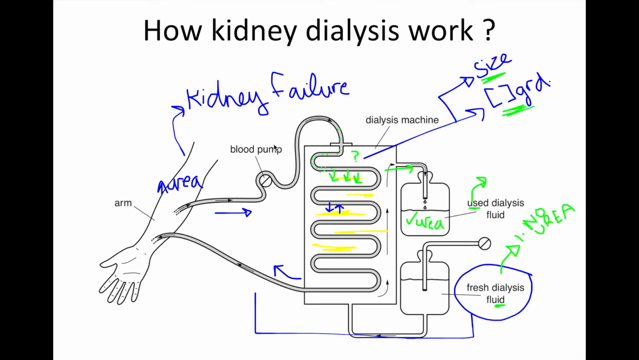We have a blood pump here, and this blood pump maintains the concentration gradient. It makes sure that the blood keeps moving through this dialyzer, or through the dialysis machine, at a higher pressure compared to the dialysis fluid, because when it's under high pressure it will be pushed outside, and this maintains the concentration gradient. This maintains that always urea will move from the selective permeable membrane out to the dialysis machine.